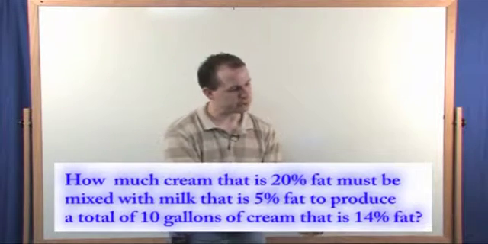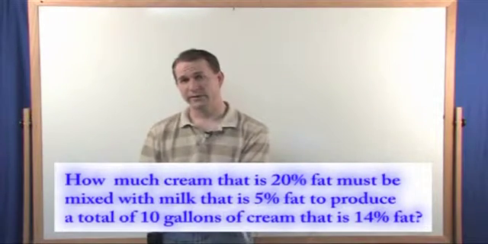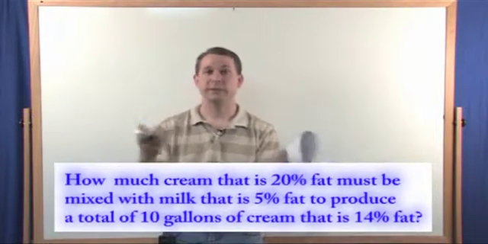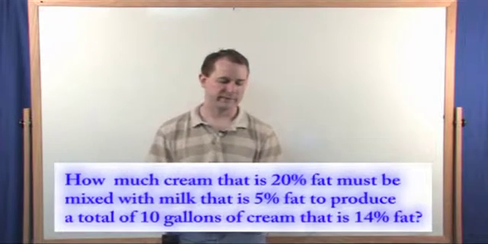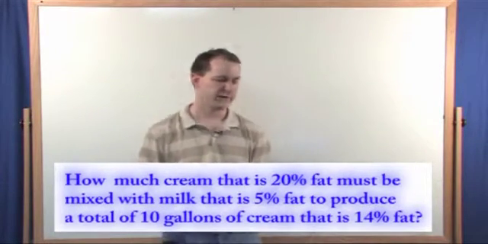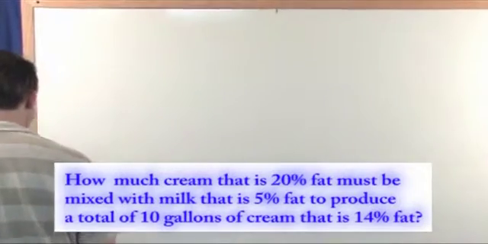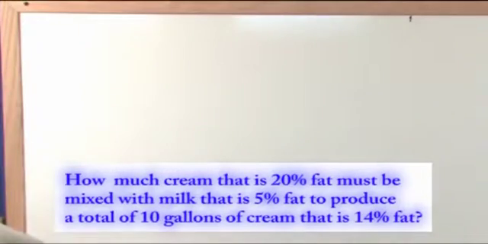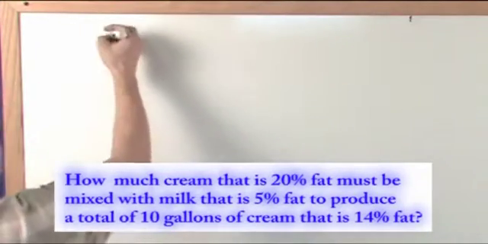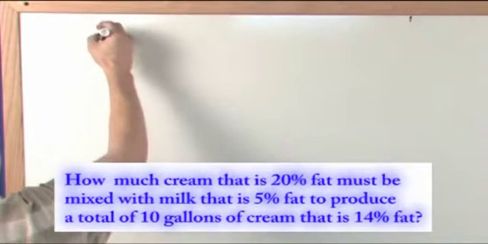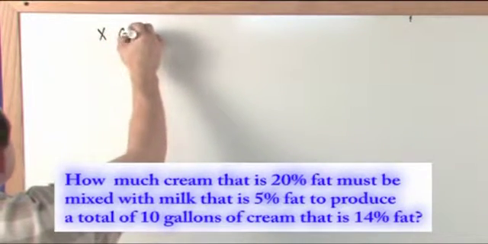So you get something really creamy, you're mixing it with something with less cream in it, the milk, and you get a less creamy mixture, but it's only got 14% fat. So you've got quite a bit of numbers here, and let's just see how you would tackle a problem like this. Just conceptually what you're doing, you have X gallons of cream.